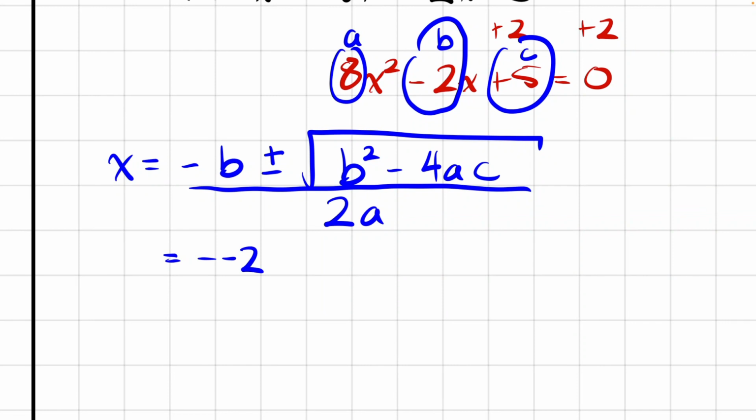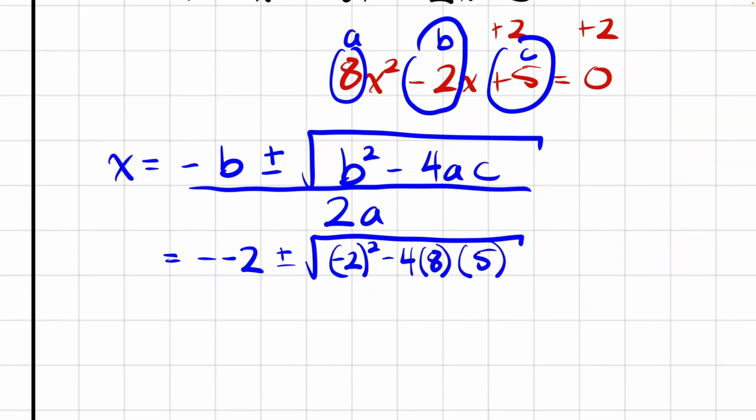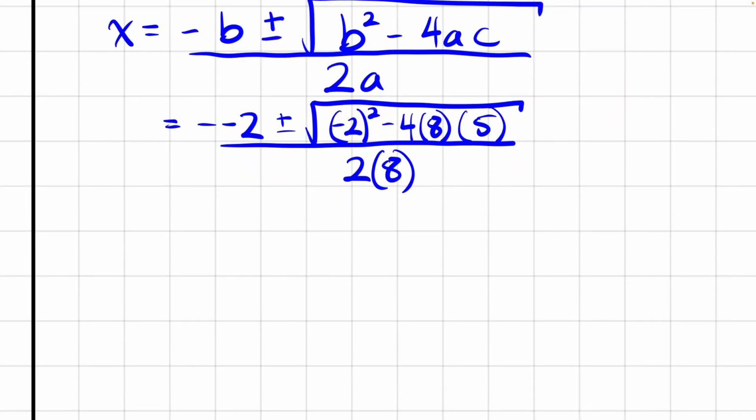Negative negative 2, so I have double negatives. That's okay. And then I do plus or minus the square root of negative 2 squared minus 4 times 8 times 5, all over 2 times 8. There it is. So that's how you fill in the quadratic formula. You just simplify from here on out. You guys have already done that, so this should just be like a giant review.